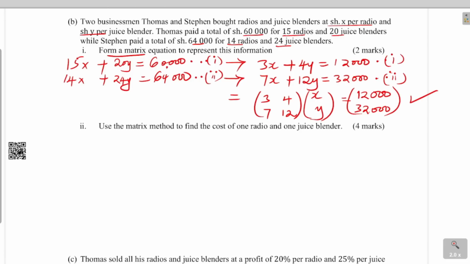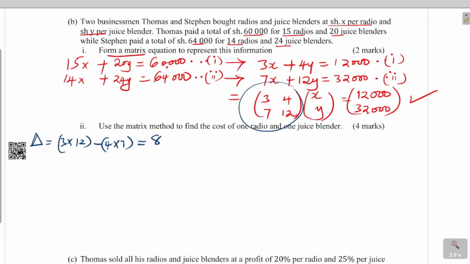Now the second part: use the matrix method to find the cost of one radio and one juice blender. So you simply need to solve the matrix that you formed in the part above. The first thing is to get the determinant of this matrix. The determinant of this matrix 3, 7, 4, 12 will be 3 times 12 subtract 4 times 7. So this will be 36 subtract 28, and this will be 8. So the determinant is 8.